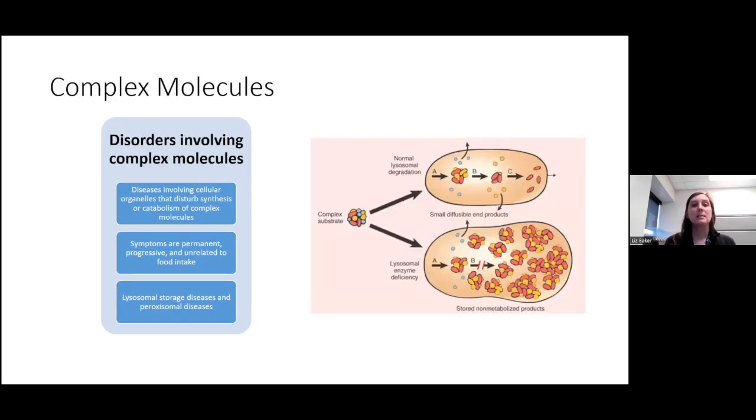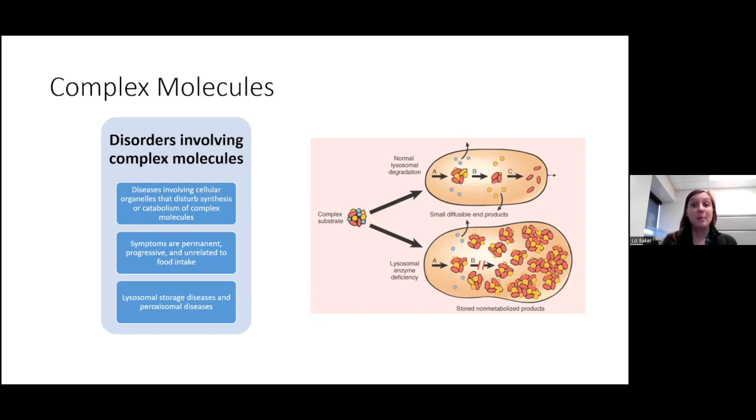And then last is complex molecules. That's where you're not able to break down certain complex molecules, so they stay inside the cell, just like you can see in this photo here, which is what you're normally supposed to do in the lysosome: break it down and then it gets out of the cell. However, when an enzyme is not working appropriately, you have these large molecules that stay inside the lysosome. The examples that we think of are lysosomal storage diseases as well as peroxisomal storage disorders.